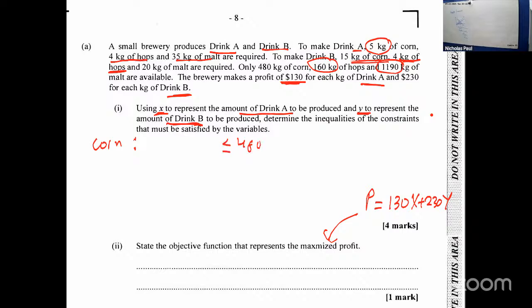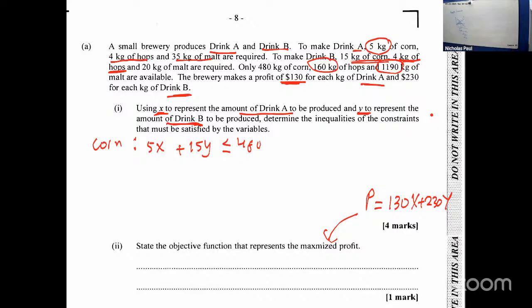Drink A requires 5 kilograms, and drink B requires 15 kilograms, right? So that is your constraint 1: 5x plus 15y must be less than or equal to 480.